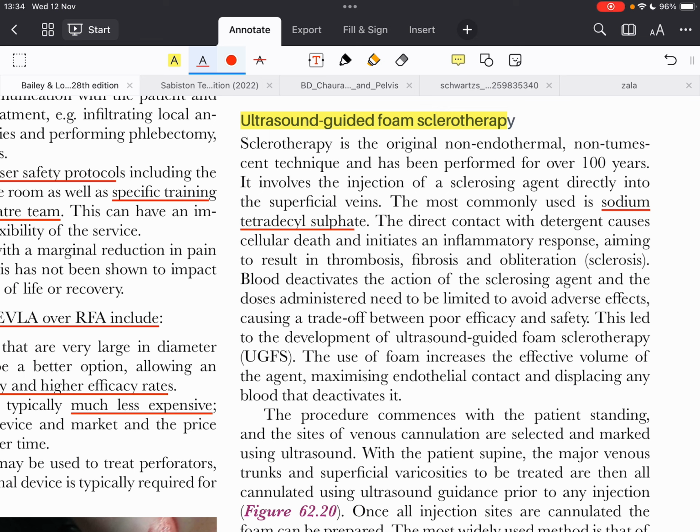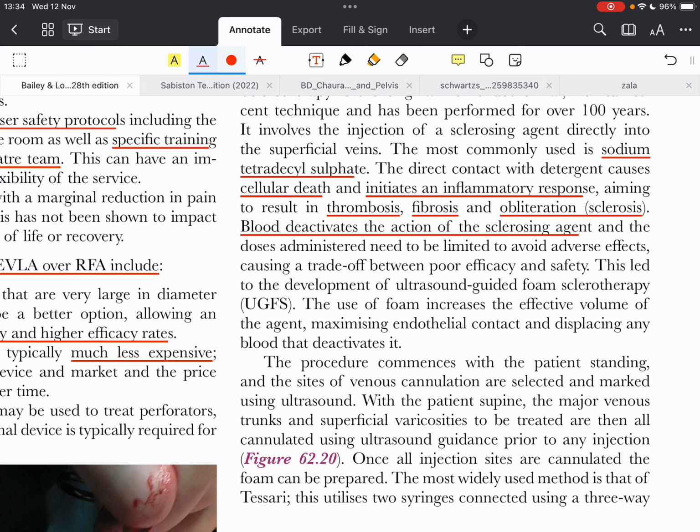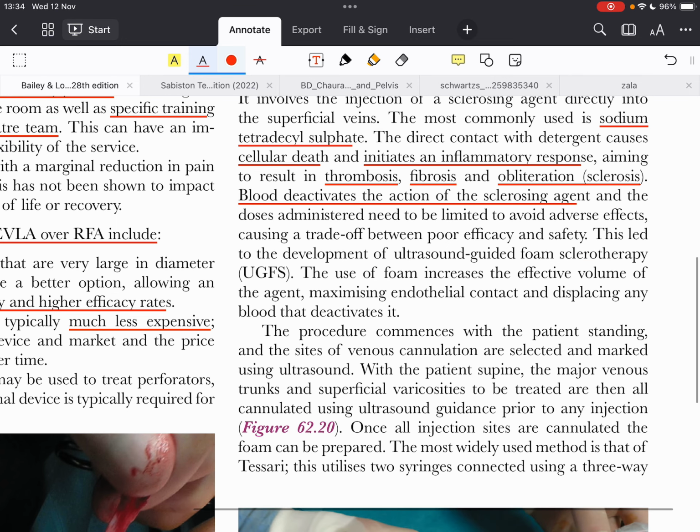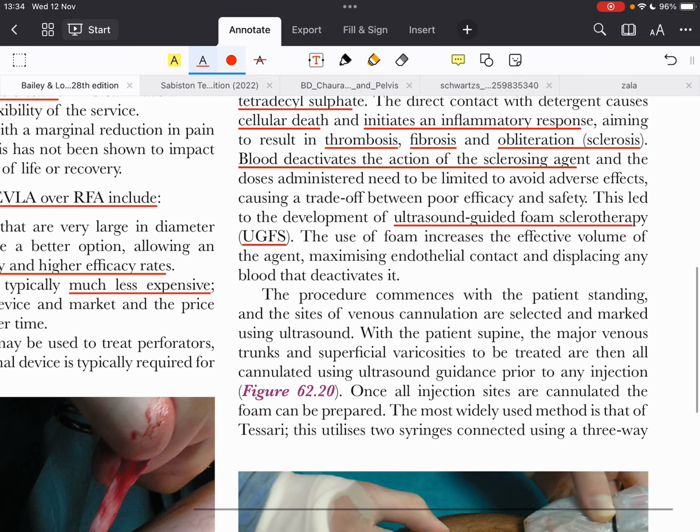Sodium tetradecyl sulfate. The direct contact with detergent causes cellular death and initiates an inflammatory response, aiming to result in thrombosis, fibrosis, and obliteration or sclerosis. Blood deactivates the action of the sclerosing agent, and the dose administered needs to be limited to avoid adverse effects, causing a trade-off between poor efficacy and safety. This led to the development of ultrasound-guided foam sclerotherapy (UGFS).